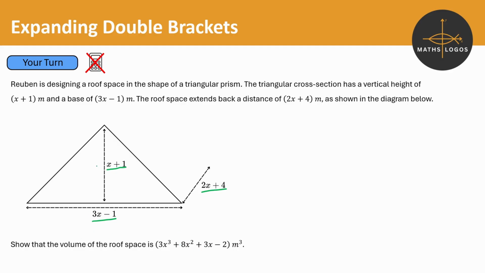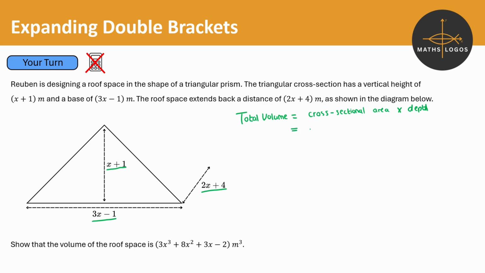So the volume of the roof space is the cross-sectional area, which is this triangle on the front, multiplied by the depth of how far that goes back, which is the 2x add 4. So the total volume is equal to the cross-sectional area multiplied by the depth. Effectively, it's this front face multiplied by how far it goes back. Let's have a think about what the cross-sectional area is. So it's a triangle, so we need to bear that in mind.